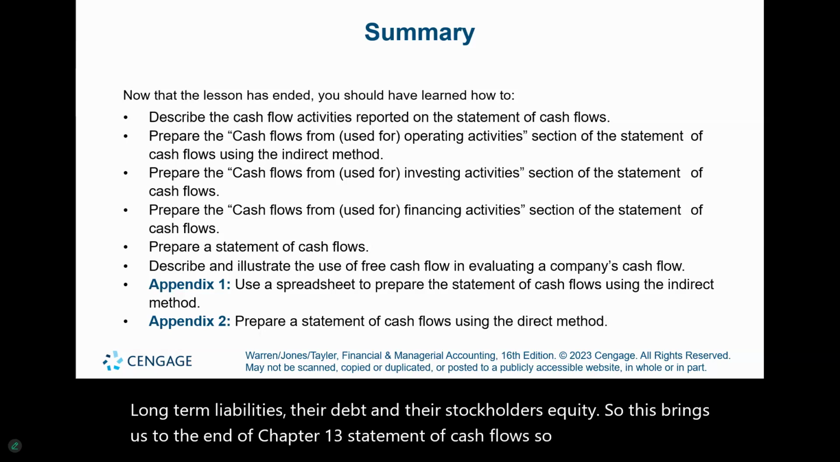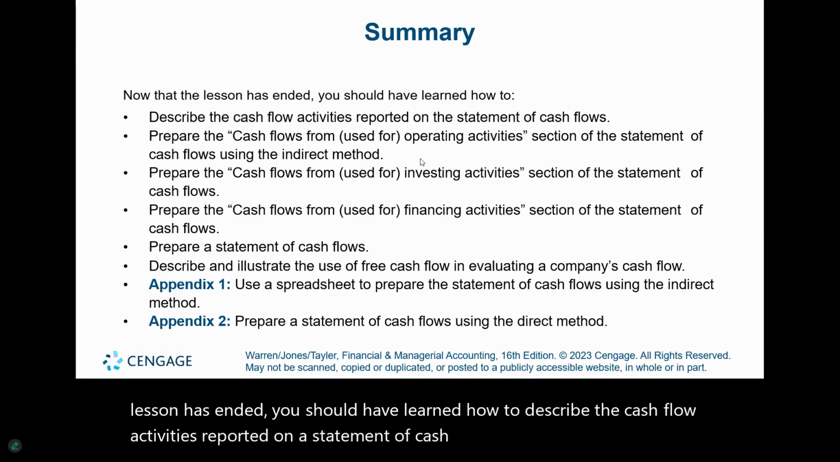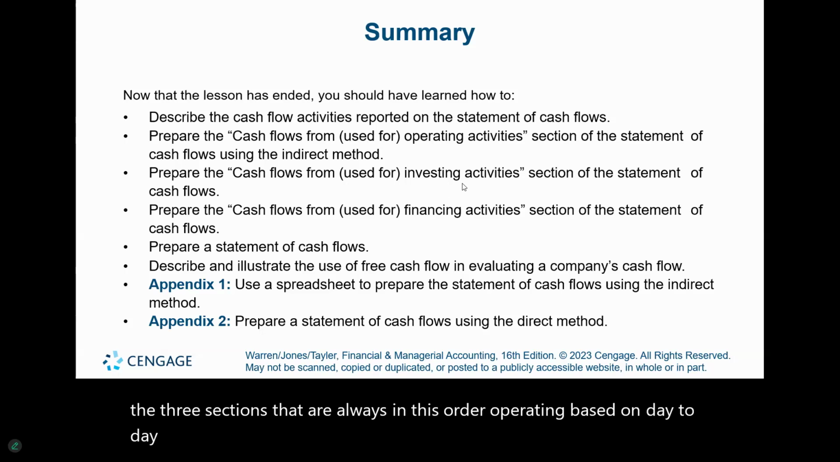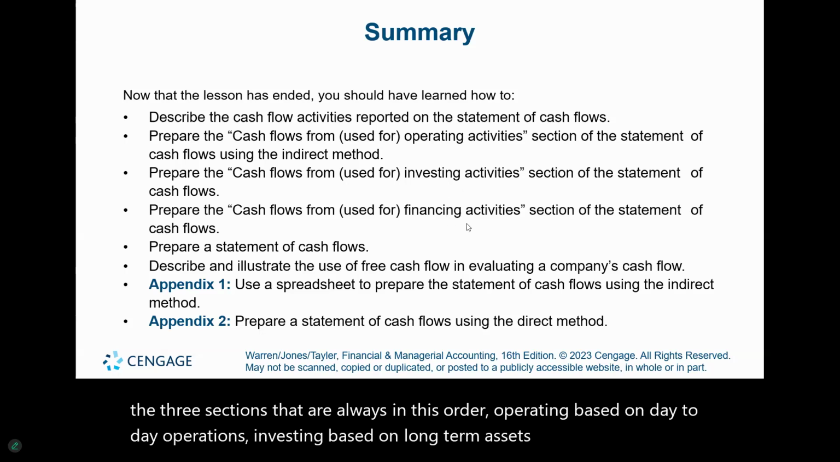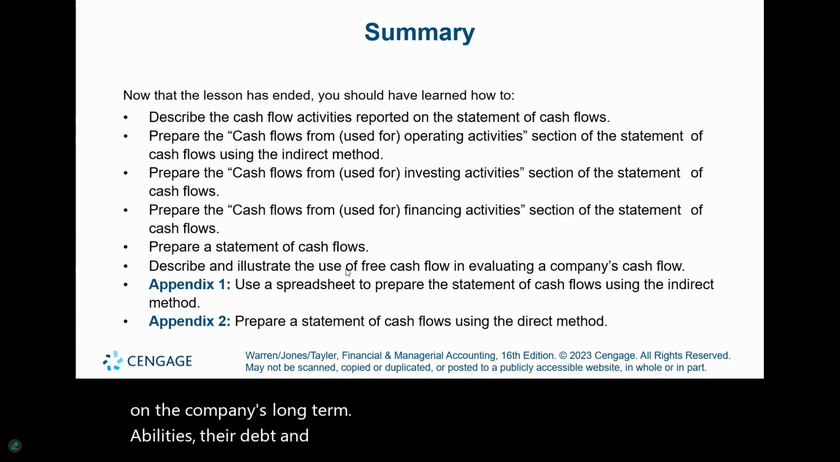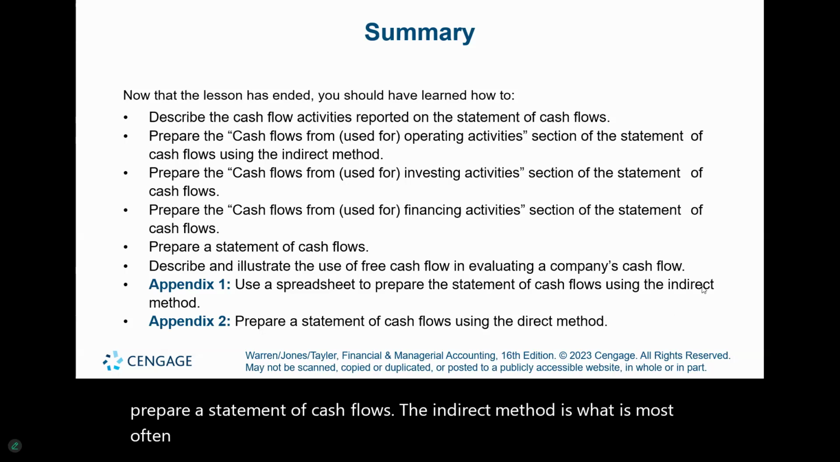Now that this lesson has ended, you should have learned how to describe the cash flow activities reported on the statement of cash flows. As mentioned, we have the three sections that are always in this order: operating, based on day-to-day operations; investing, based on long-term assets; and financing, based on the company's long-term liabilities, their debt, and their equity. We also had the opportunity to prepare a statement of cash flows. The indirect method is what is most often used. We also described and illustrated the use of free cash flow in evaluating a company's cash flow.